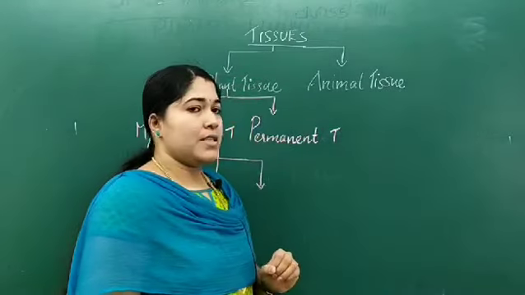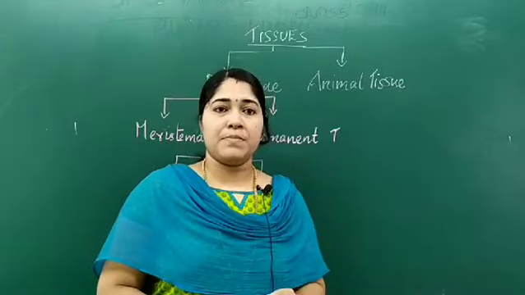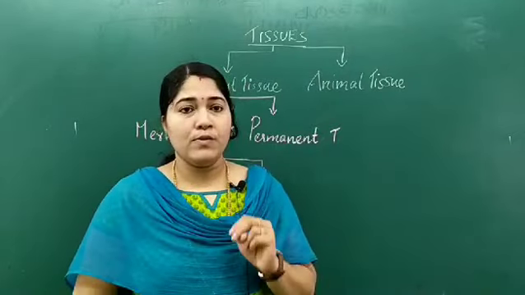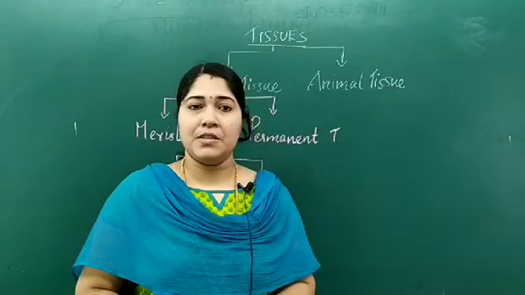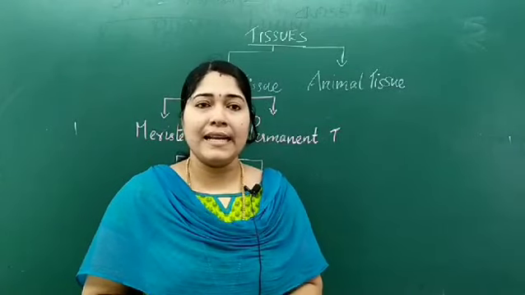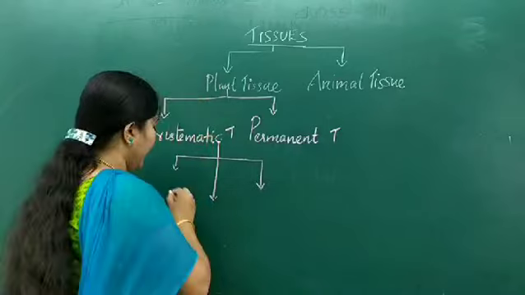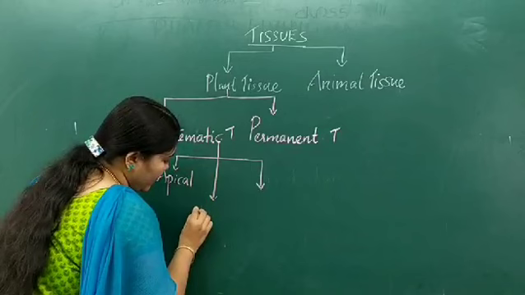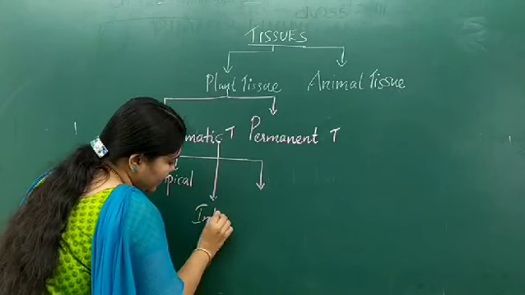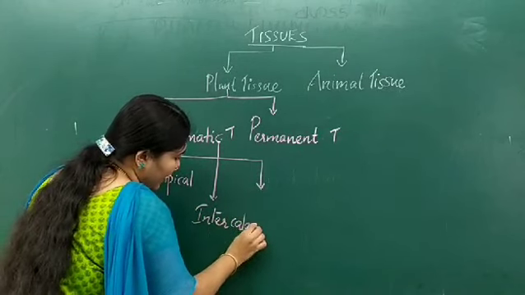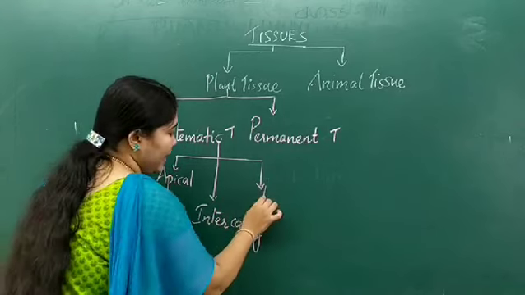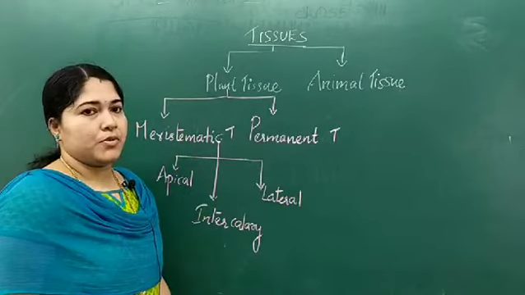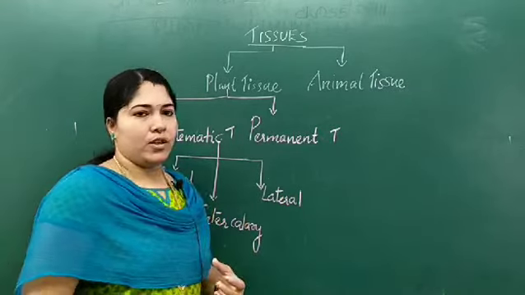This meristematic tissue is classified into three types. What are they? The first is apical meristematic tissue. The second is intercalary meristematic tissue. And the third is lateral meristematic tissue. We will see what each is and study them based on that.